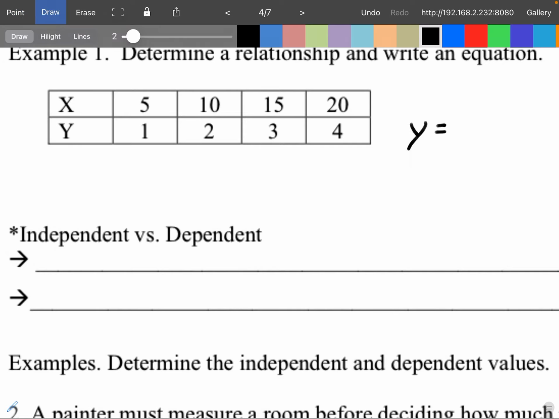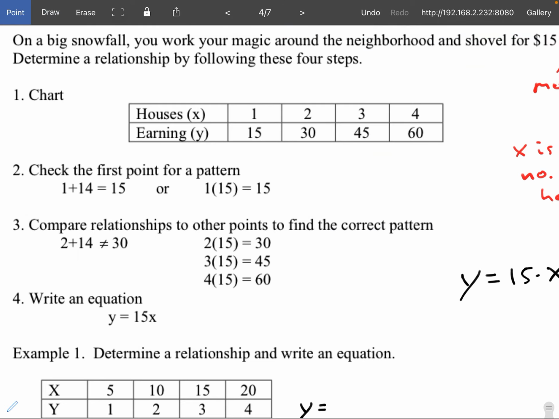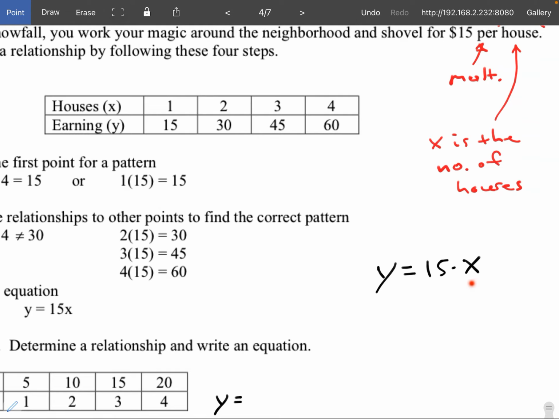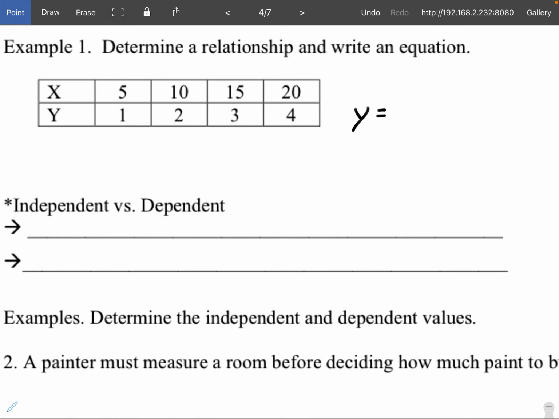Now in this example, we have to try to write an equation again. We're going to write a function, but it's still just an equation. So this one we're going to write y equals. Now, does anybody happen to see what the relationship is on this one? The last one was 15 times the x value. Let me zoom back up here real quick. If you look at this one, the y value was 15 times the x value. That's why we wrote y equals 15x.